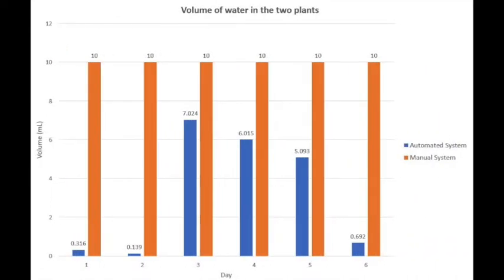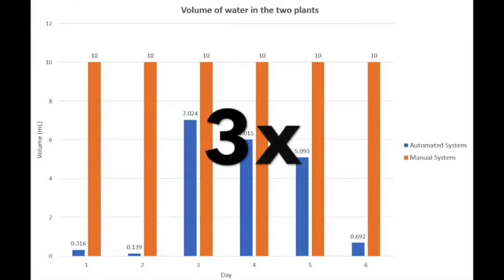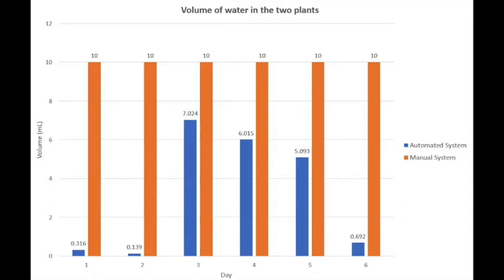This graph shows the volume of water added on each day for the 2 plants. The orange bar represents the manual system, while the blue represents the automated. This data shows that approximately 3 times more water was used in the automated system than the manual. From this, we can conclude that the automated system was adequately watered. Water was used more efficiently for the automated system as compared to the manual.